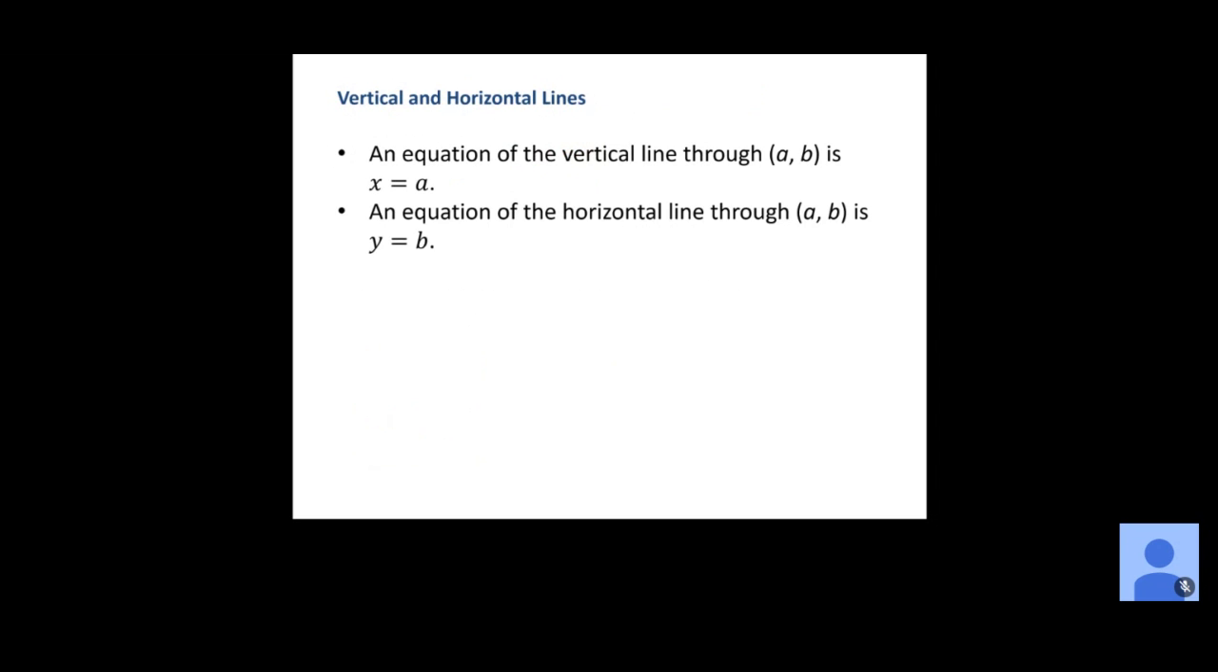All right, now vertical and horizontal lines. So an equation of a vertical line through a point is going to be x equals whatever that x value is of your point. Okay, so in this case, x equals a. If we want a horizontal line through that same point, then it's going to be y equals whatever the y value is of that point. So here it's just y equals b. So anytime you have x equals some number, that's going to be a vertical line. Anytime you have y equals some number, that's going to be a horizontal line.